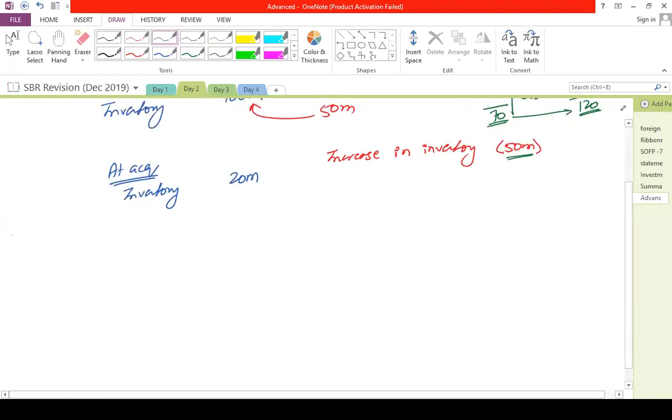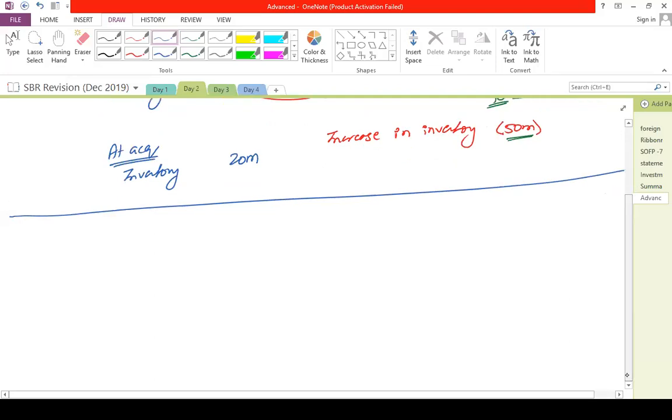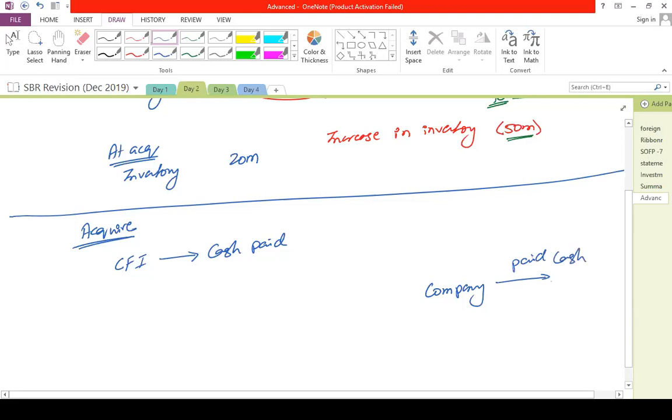Now the second important thing is that when we acquire a subsidiary, we pay cash. So whatever cash we have paid should be recorded in the cash flow from investing activities as a cash outflow. But let's say that we are a company, so we paid cash to acquire a subsidiary, but against that cash, we would have even received the bank balance of the subsidiary as well.